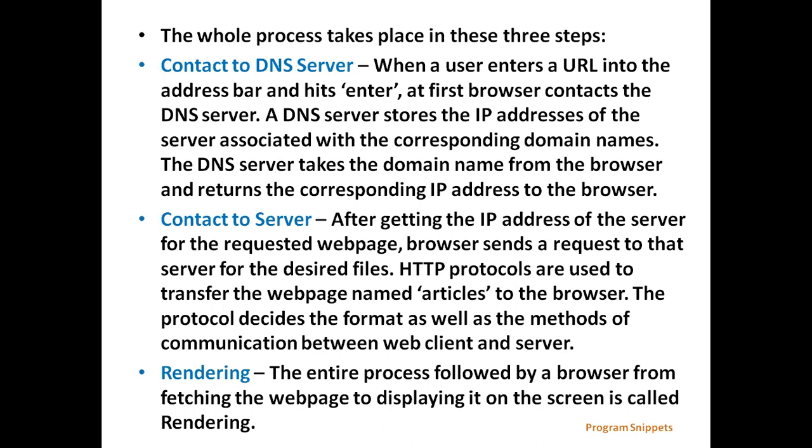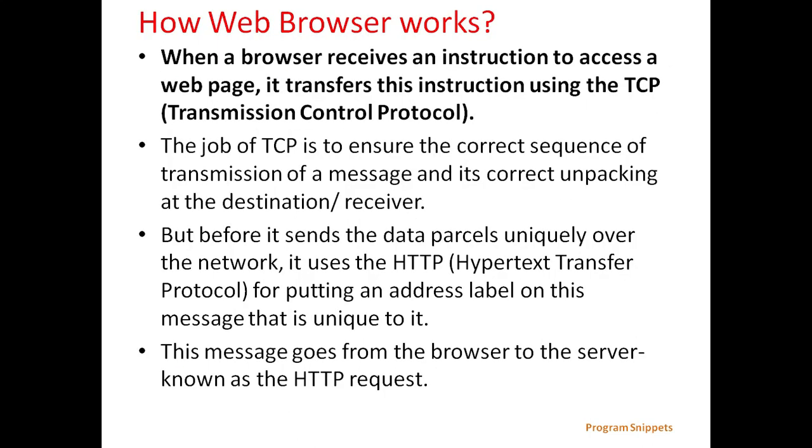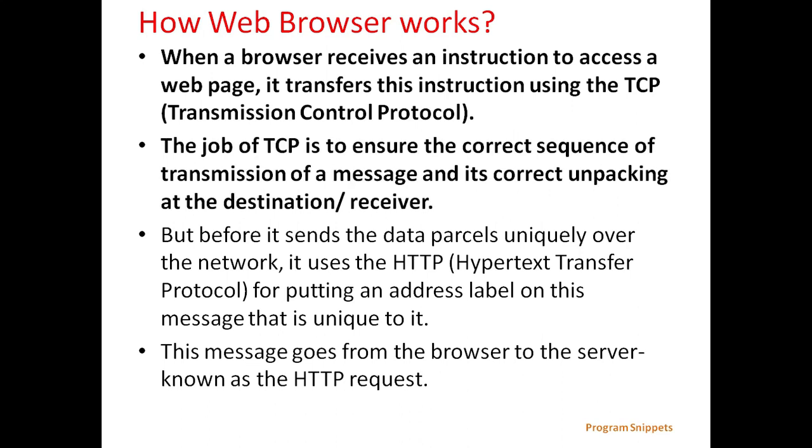And third is rendering. The entire process followed by a browser from fetching the web page to displaying it on the screen is called rendering. When a browser receives an instruction to access a web page, it transfers this instruction to the TCP, that is Transmission Control Protocol. The job of the TCP is to ensure the correct sequence of the transmission of a message and its correct unpacking at the destination or receiver.